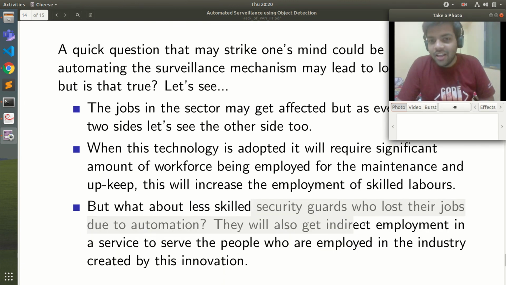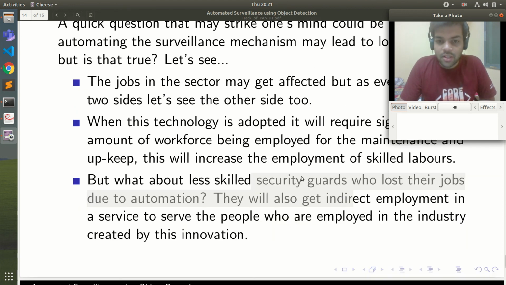Hey, wait. If skilled people are employed, definitely these people would get indirect employment, serving particular services which are used, directly or indirectly, by the skilled laborers who are being employed. So that doesn't ever happen. People would get jobs in some other sector that would be created as an outcome of this innovation. So we are in a good win-win situation.